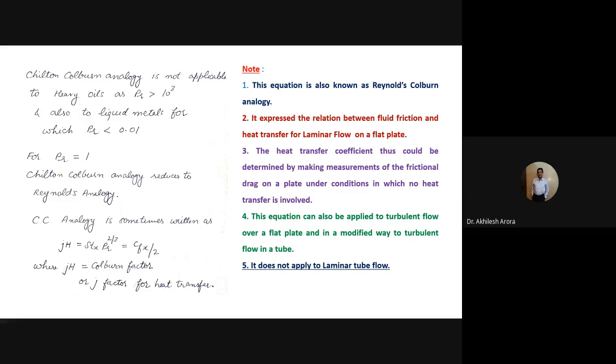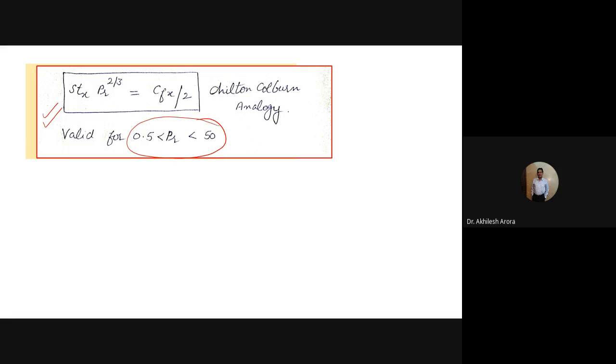Now, there are certain limitations of the Chilton-Colburn analogy: it is not applicable to heavy oils where the Prandtl number is usually more than 1000, and also not for liquid metals where the Prandtl number is very, very small, less than 0.01. And if we take the Prandtl number as 1 in the Chilton-Colburn analogy, it reduces to the Reynolds analogy. You can see it in the previous equation. If you take the value of the Prandtl number as 1, this term will go, so you will get Stanton number is equal to skin friction coefficient divided by 2. That means it is giving us the Reynolds analogy.